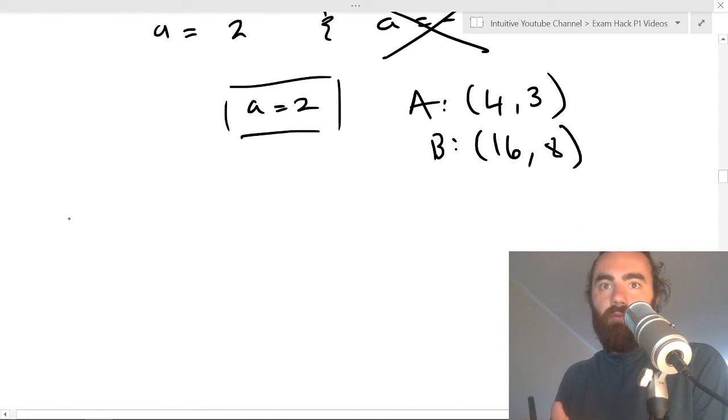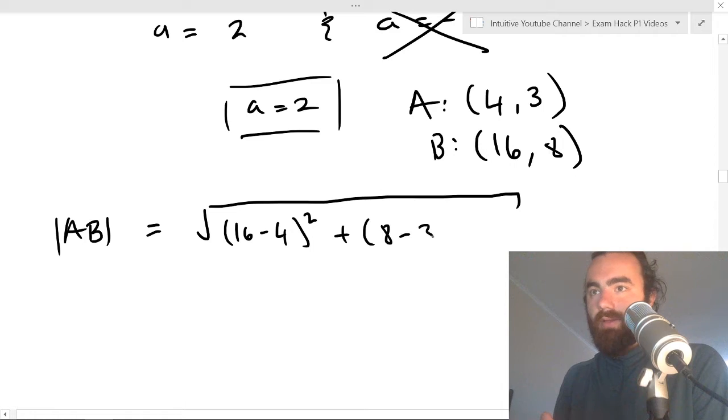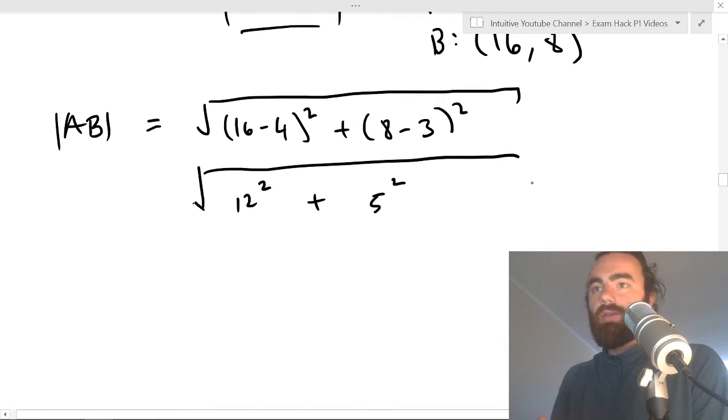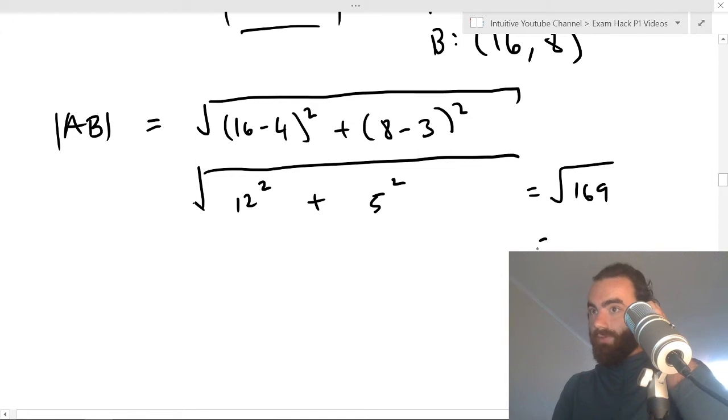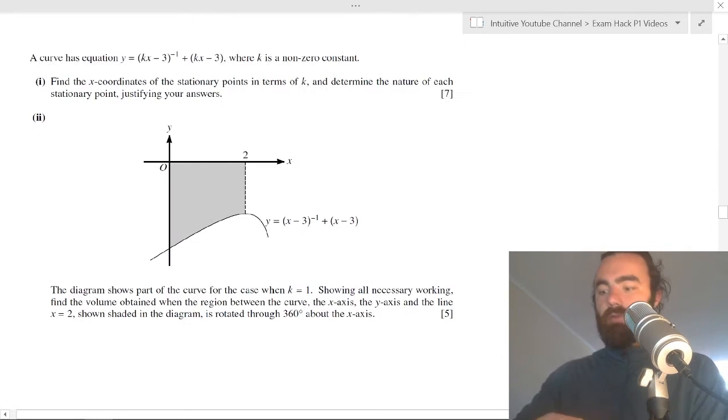So if we want to find the length AB, we simply do the square root of 16 minus 4 squared plus 8 minus 3 squared, which is equal to the square root of 12 squared plus 5 squared, which is the square root of 169, which equals 13. So our AB length equals 13. So question number 3.